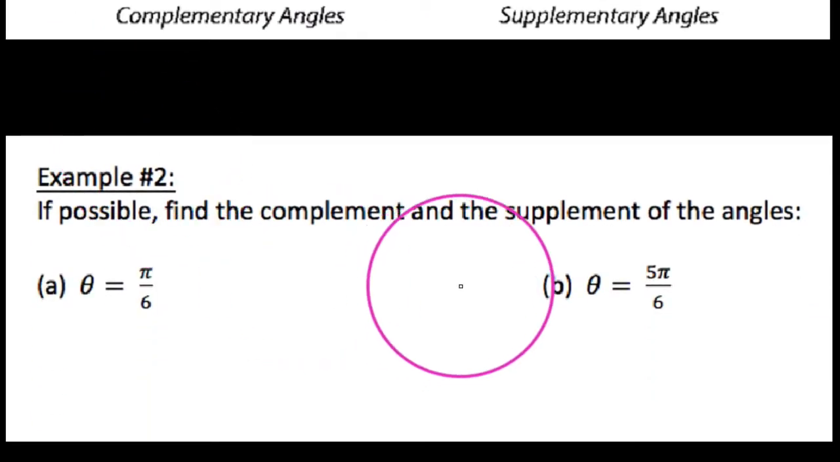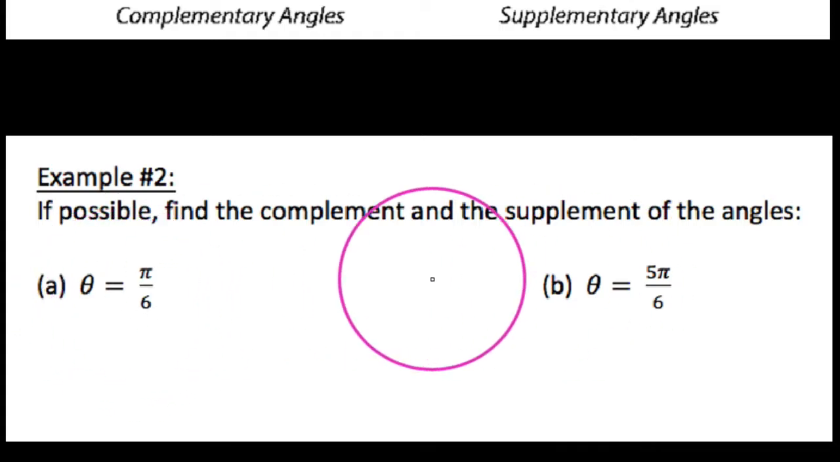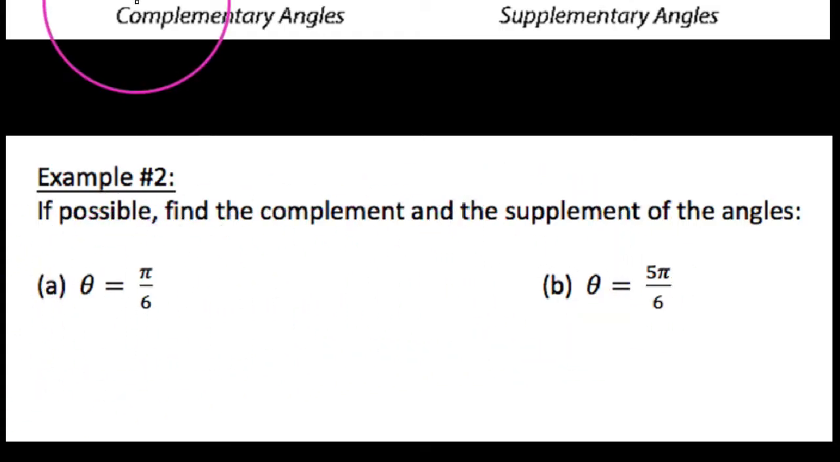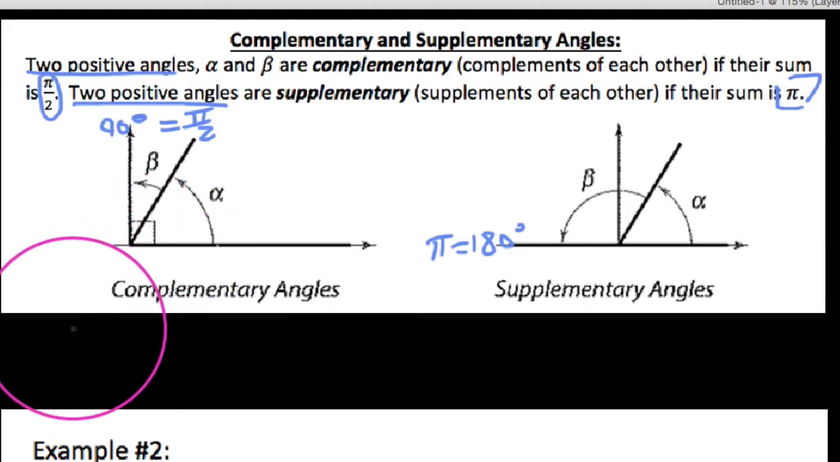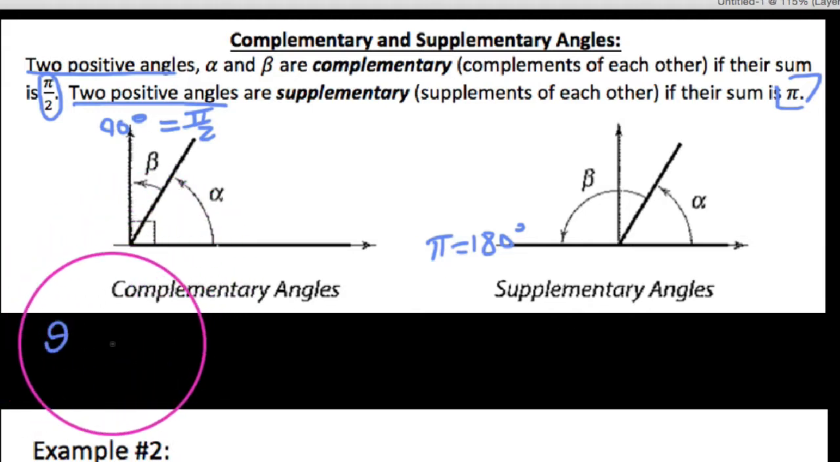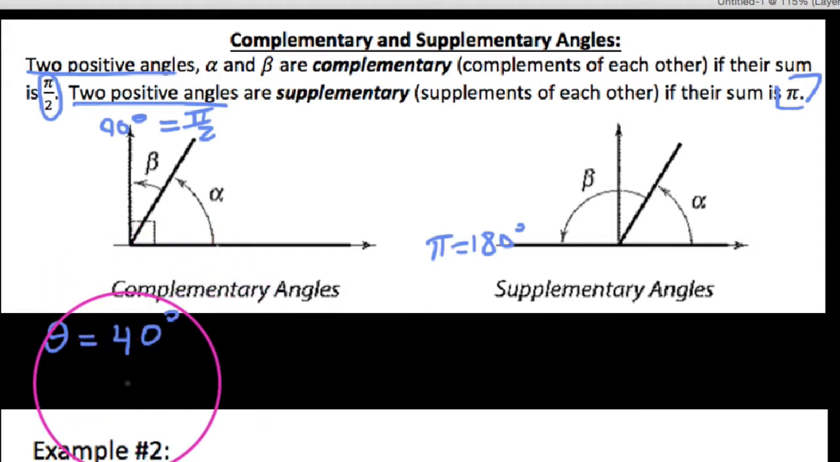So what I want to do down here is example number 2. It says, if possible, let's find the complement and the supplement of these angles. You'll notice that we're given these two angles and we want to find their complement and supplement. The idea I want to borrow upon is this. When we talk about complementary angles, let's say I give you some angle theta. How could we find its complement? As a thought experiment, in degrees, maybe we say 40 degrees. If I had a 40-degree angle, what would be complementary to this? In general, it is the angle that adds up with 40 degrees to be 90.